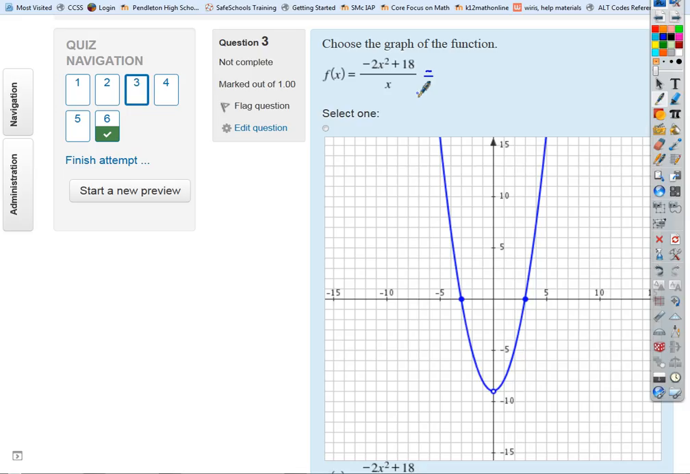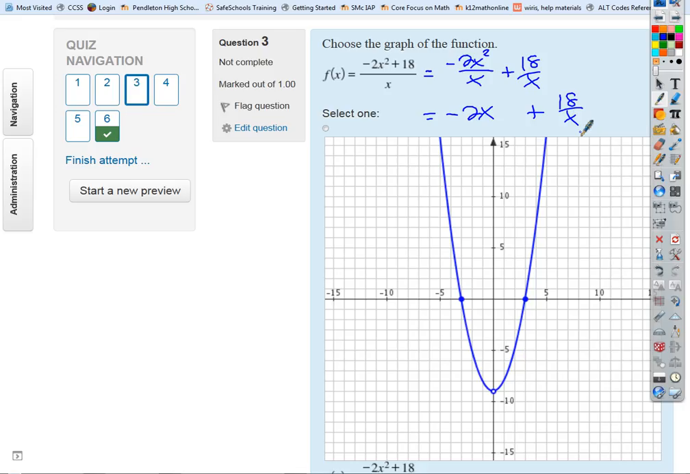But if we have something like this where I just have a single x in the bottom, couldn't I just split this into 2 separate fractions and simplify each one, right? So I could write this as negative 2x squared over x plus 18 over x. And what does that reduce to? Negative 2x, okay, and then I get plus 18 over x, right? So this is what the quotient is.